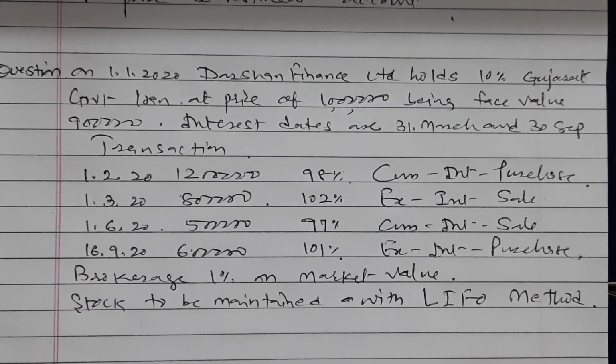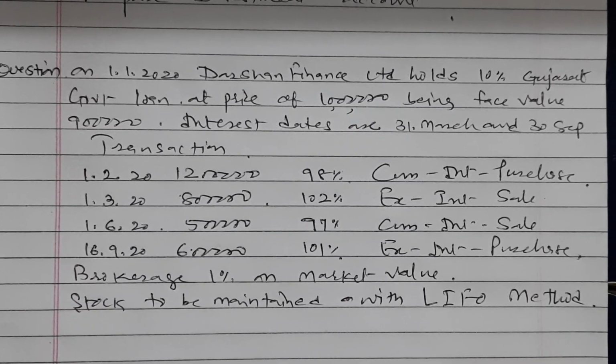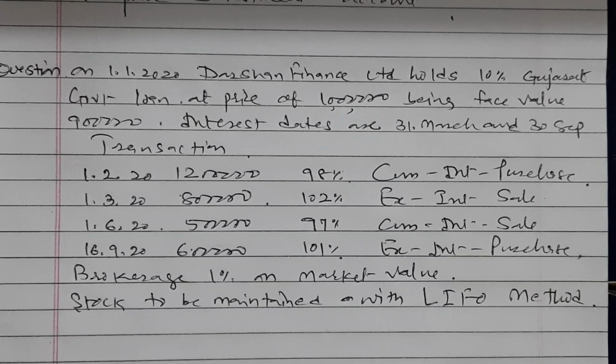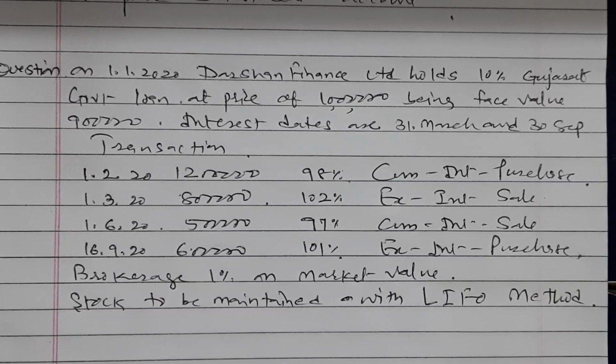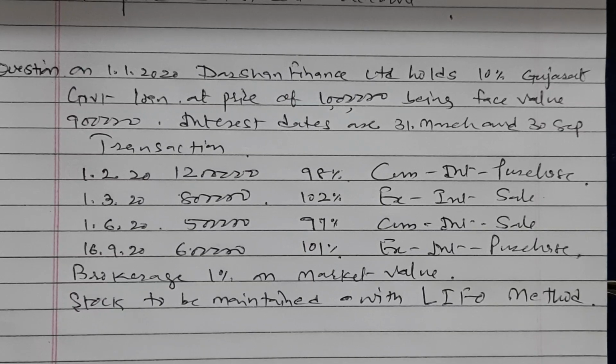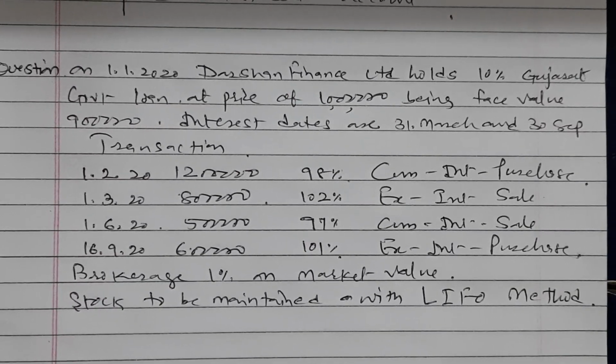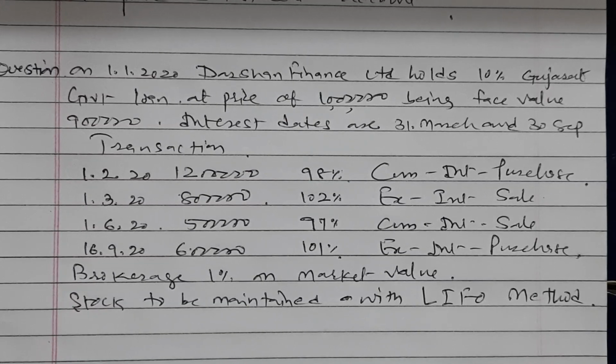Today in this lecture we are going to solve another question of investment account in financial accounts. As you can see, the question is that on 1/1/20 Darshan Finance Limited holds 10% Gujarat government's loan at a price of 10 lakh, being face value 9 lakh. Interest dates are 31st March and 30th September.